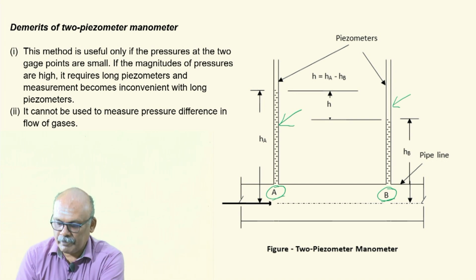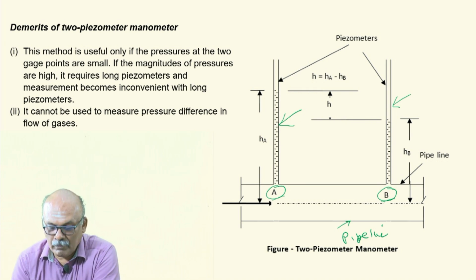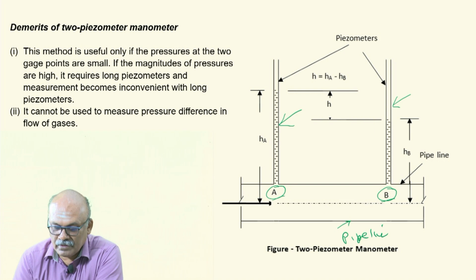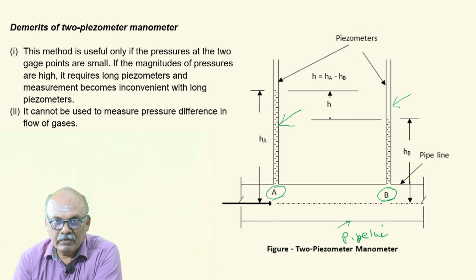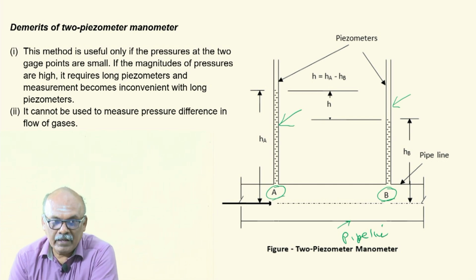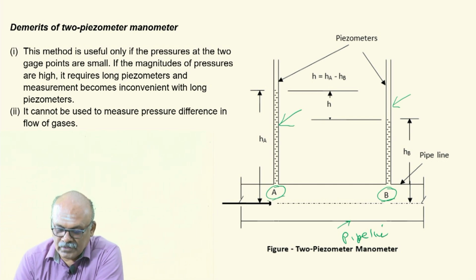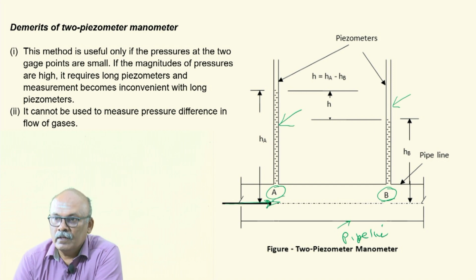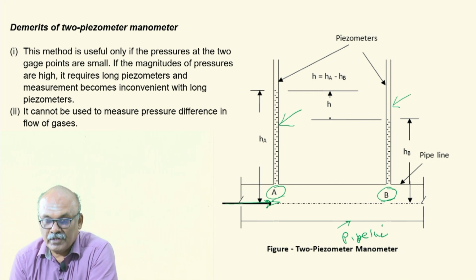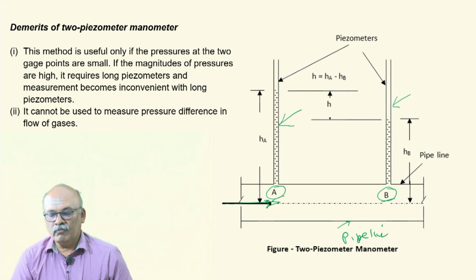Say for example, this is a pipeline conveying a fluid of some specific weight, gamma. It is moving in this direction from A to B. We will see when we discuss flow through pipes that the flow always occurs from high pressure to low pressure. So as the flow direction is A to B, the pressure at A will be higher than the pressure at B. This we will be establishing when we discuss flow through pipes later in fluid mechanics.